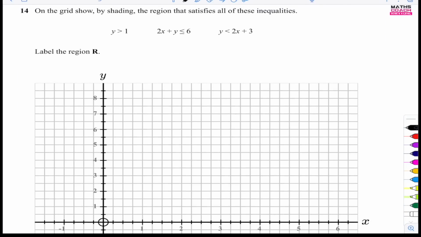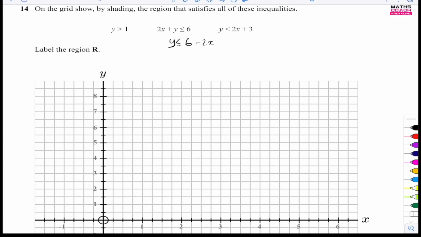Step number 1, if you don't have y on its own already, like you have in these 2 examples, then you need to. So this one, you need to rearrange it so y is on its own. You can do that by taking the 2x over to that side. That gives us 6 minus 2x. So now you have y on its own. I'll explain why you want y on its own like that.